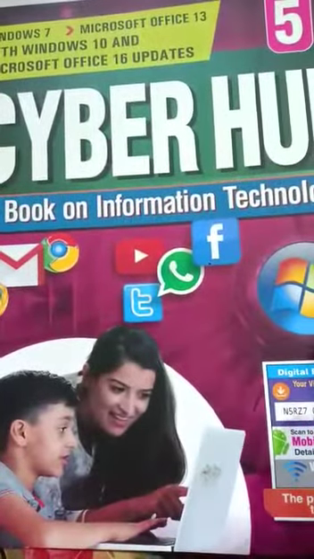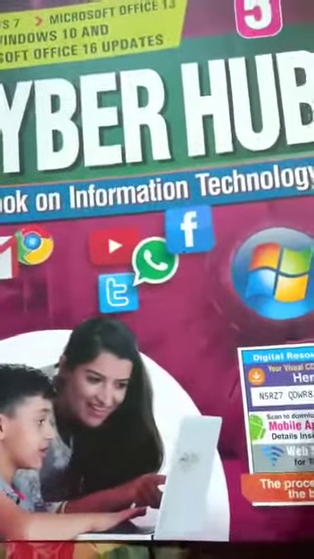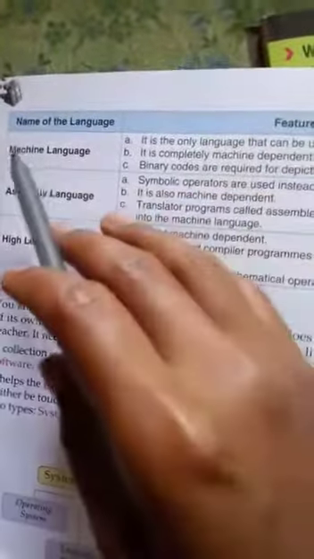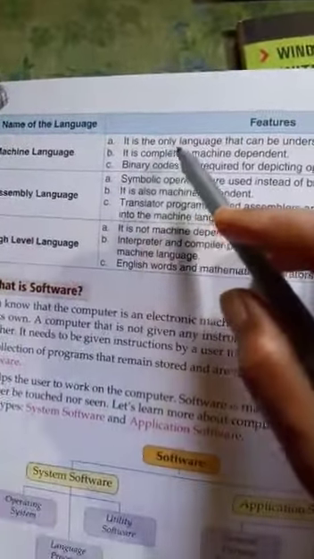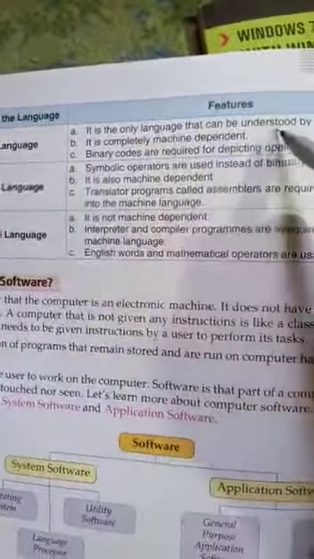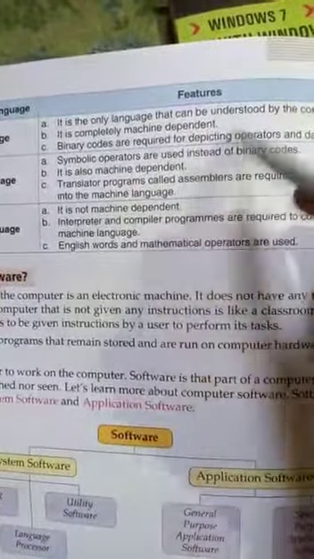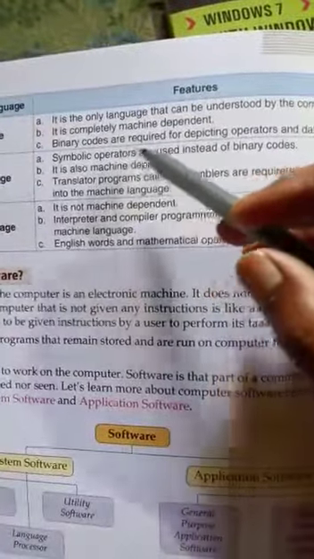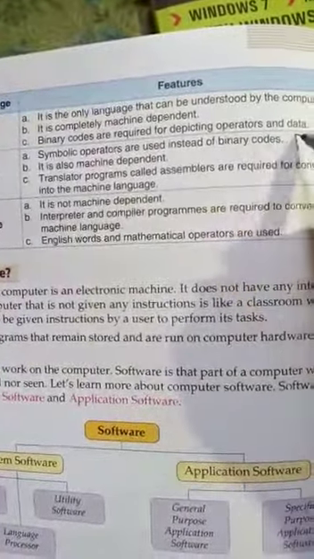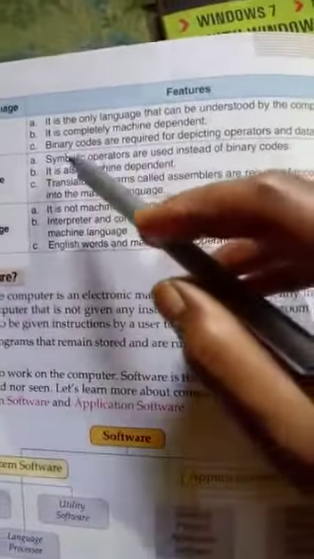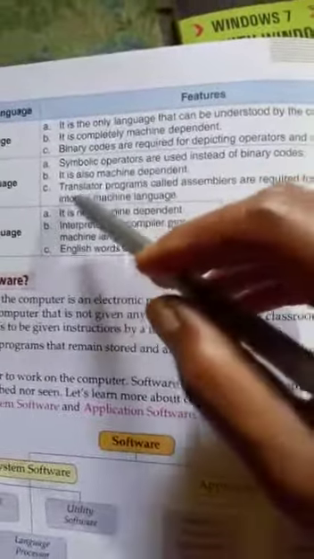So now open your computer book Cyber Hub Standard 5, page number 10. Name of the language and features. Machine language. It is the only language that can be understood by the computer. It is completely machine dependent. Binary codes are required for depicting operators and data. Binary codes means 0 and 1.